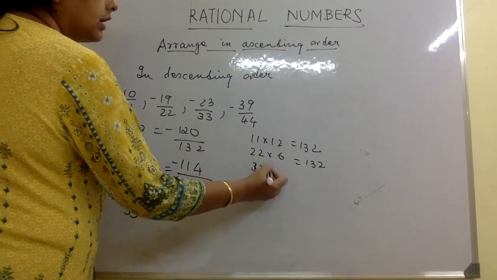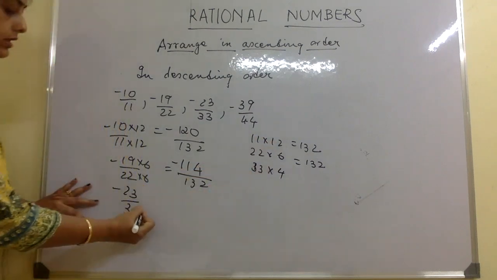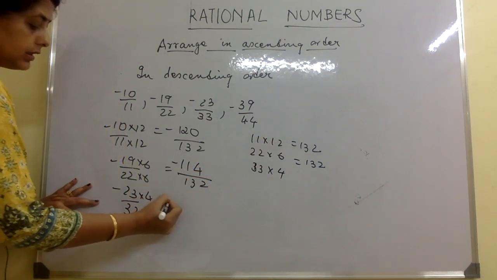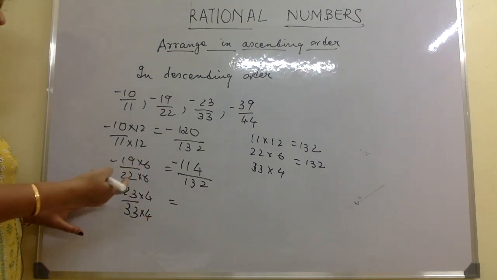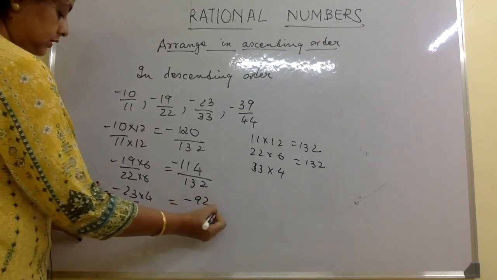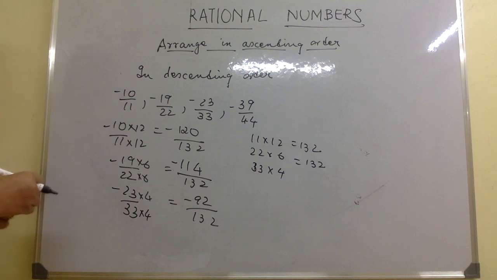Then what is left here? Then a 4 is left here. Yes, because I made it 3 into 4. So this is into 4 into 4. That is equal to how much? Minus 92 by 132. Am I right? Okay.